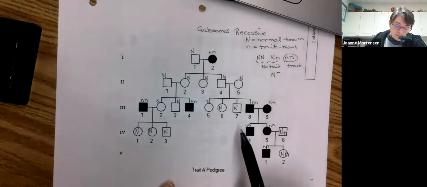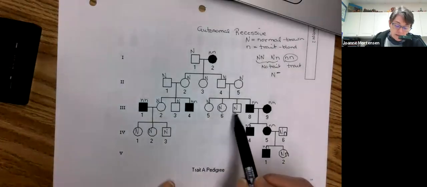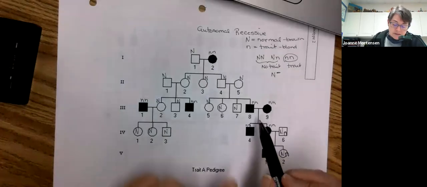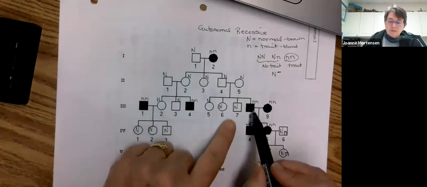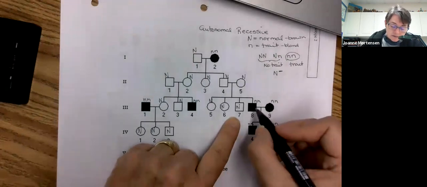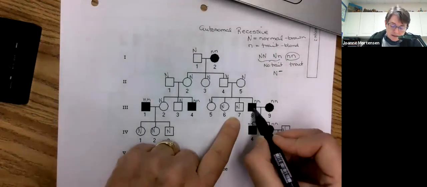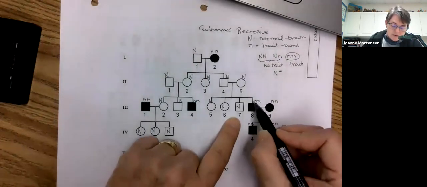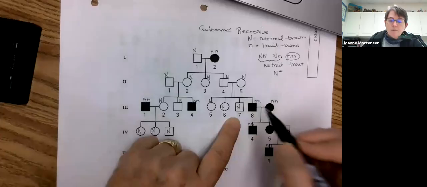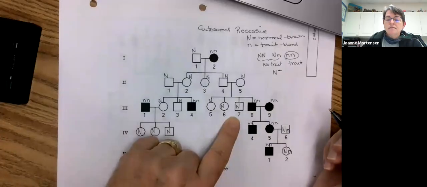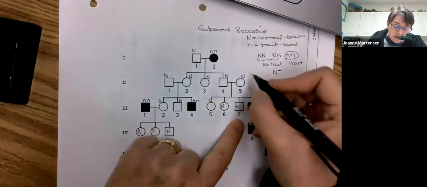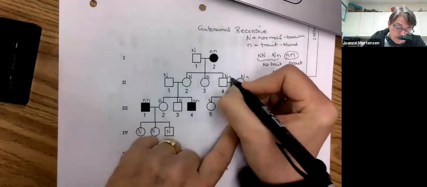Okay. Now, let's go back. Let's stick on this one. All right, so looking at this boy right here, he's blonde. So what do you know about mom and dad? They must have carried the little n trait. They must be carrying that blonde gene.